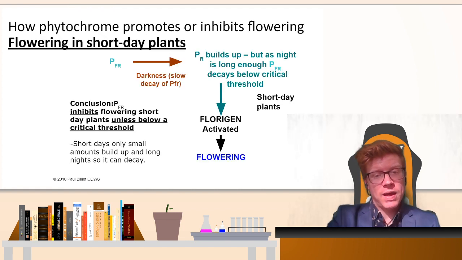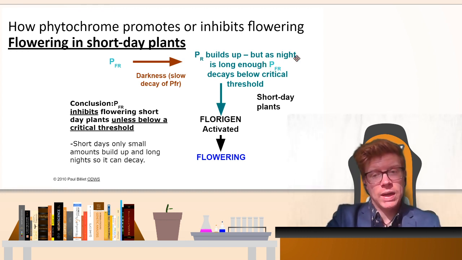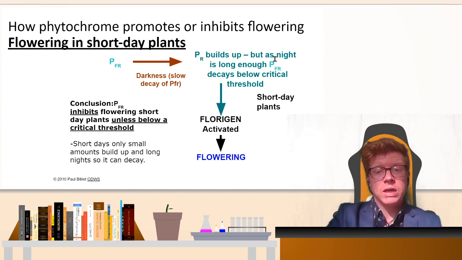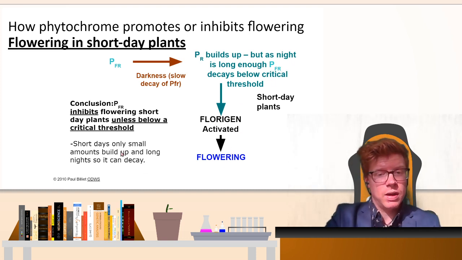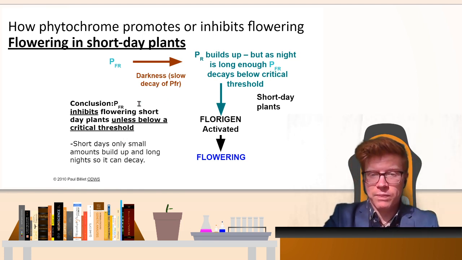If we instead compare that to short day plants, when PFR is converted to PR as a result of darkness, we slowly see more PR being built up, but the night needs to be sufficiently long to overcome the activation that PFR allows. As a result, eventually, when you have high enough levels of PR and low enough levels of PFR, we activate florigen and lead to flowering, depending on which type of plant we're looking at. If we're looking at short day plants, this is the system that it uses.